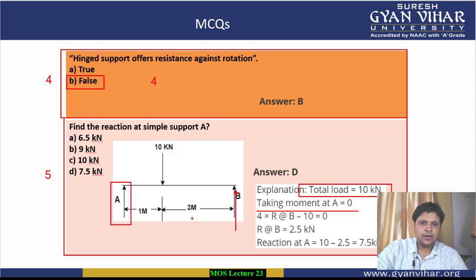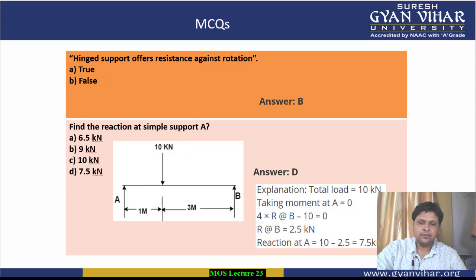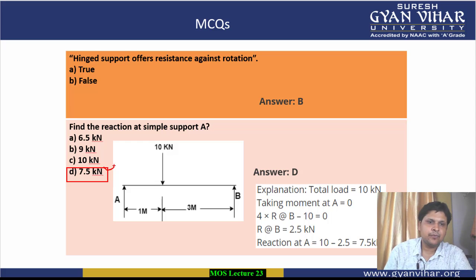And what is this particular term? This is 10 into 1, so this means RB will be equal to 2.5, and since RA plus RB is equal to 10, the remaining reaction at A will be equal to 7.5. So now coming to the next multiple choice question, 7.5, as you can see, is option D. D is the correct option: the reaction at support A is 7.5.